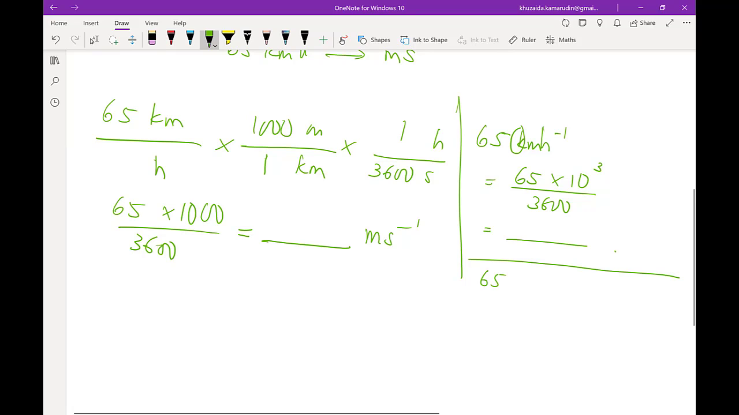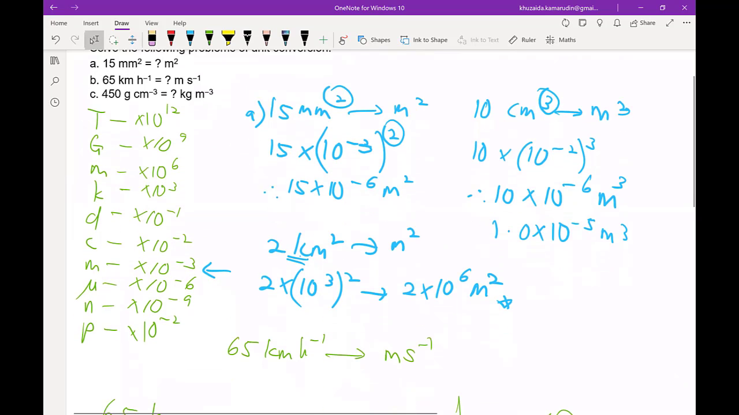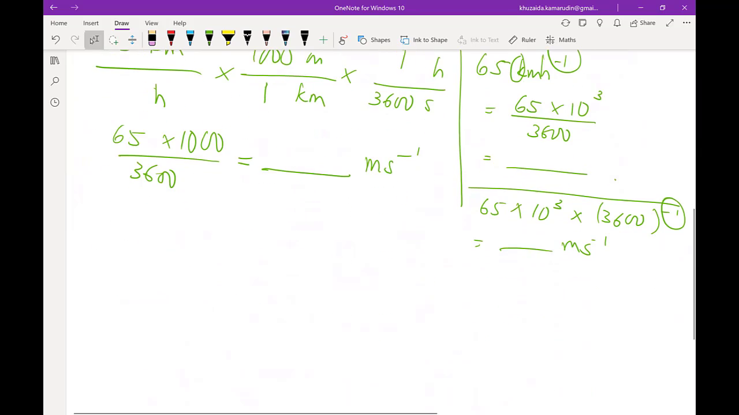Okay, 65 times 10 to the power of 3, for kilometer, the prefix kilo. And then times 3600 to the power of negative 1. Okay, where does this negative 1 come from? From the unit per hour. Okay, you still get the same answer in unit meter per second. Okay, done.